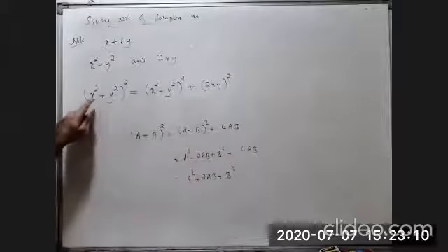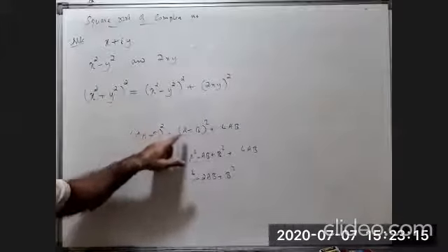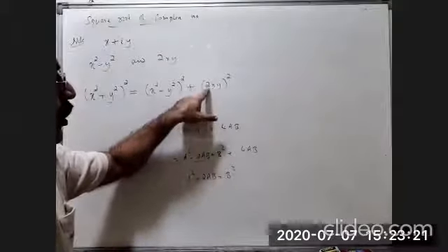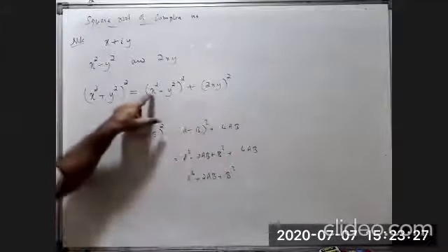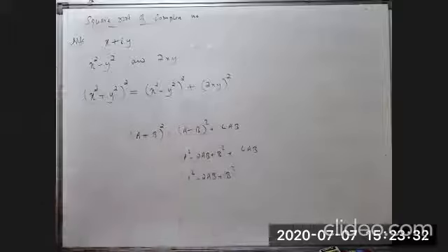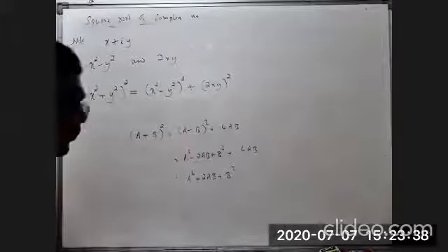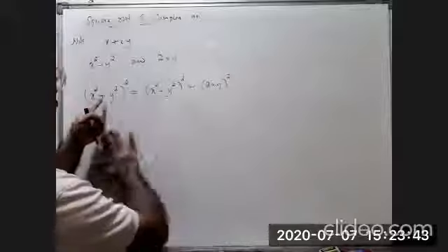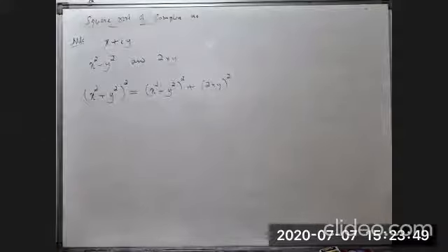Now see, if we take x square as a and y square as b, x square plus y square the whole square is x square minus y square the whole square plus 4ab, which means the square of 2xy, that is 4 x square y square. So we use the identity x square plus y square the whole square is equal to x square minus y square the whole square plus 2xy the whole square.